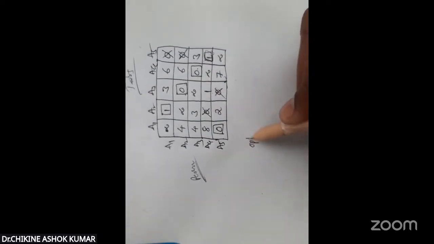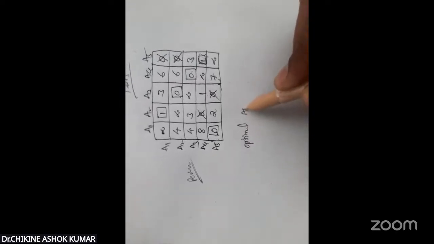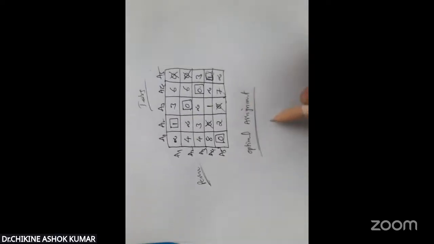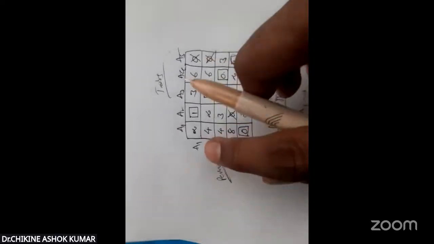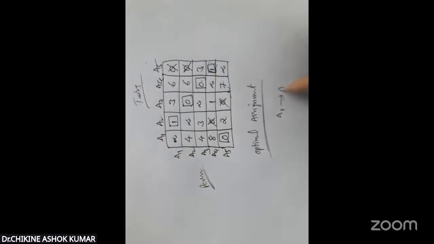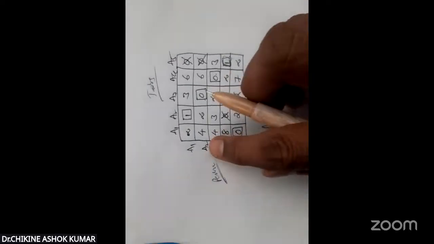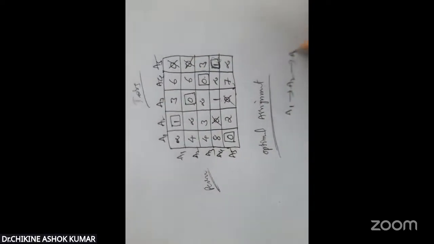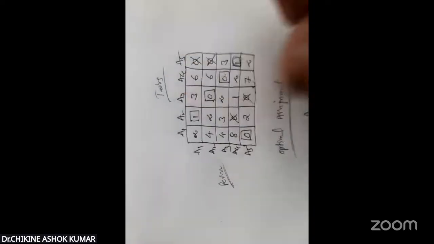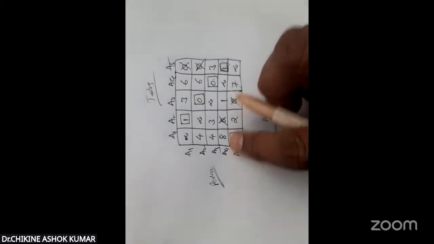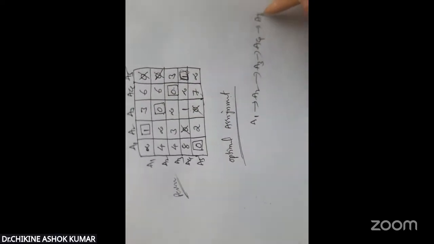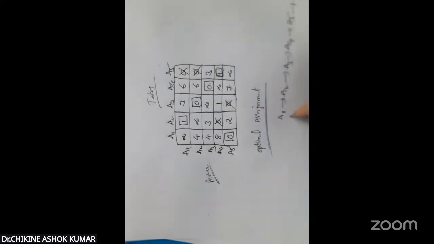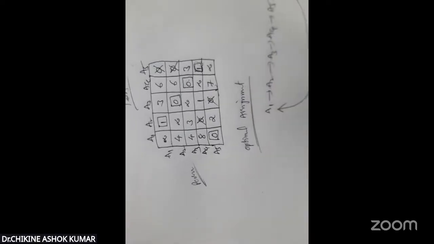Now again, write the optimal assignment. So what is the optimal assignment? Write it down like this. A1 is assigned to A2. Next, A2 is assigned to A3. See here, A2 is assigned to A3. A3 is assigned to A4. Next, A4 is assigned to A5. Again, A5 is assigned to A1. It means the first and last coincide.